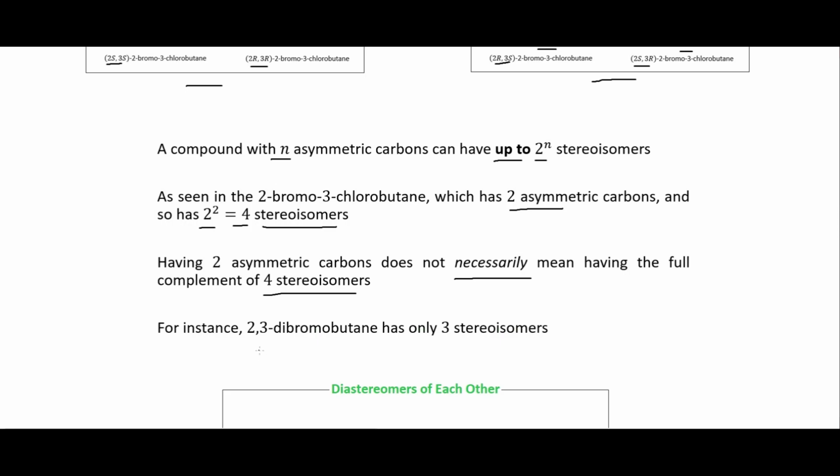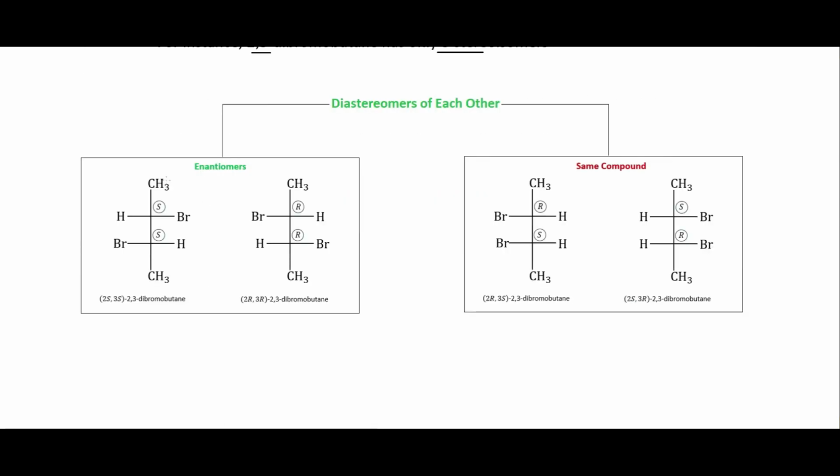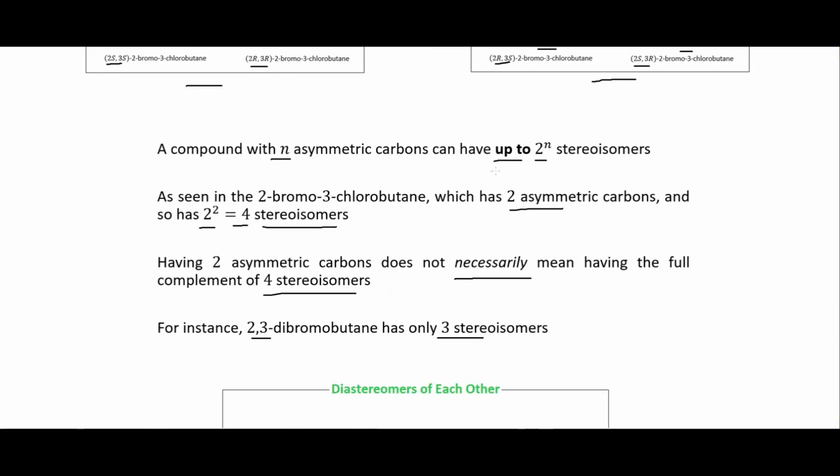And so we can actually see that here with the 2,3-dibromobutane, which has only 3 stereoisomers. And that's because we have these enantiomers here, so that's two of our stereoisomers. But then these ones right here are just the same compound. And so we'll actually see in a few minutes that we call this a meso compound. These are called meso, and that's because they have this internal plane of mirror symmetry here. And so we only have three possible stereoisomers, these two right here, and then this one right here. And so, like I said, when we have n asymmetric carbons, it can have up to 2 to the n stereoisomers. It can't have more than that, but it can have less than that.